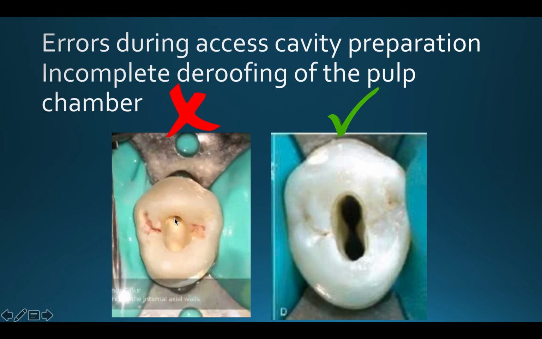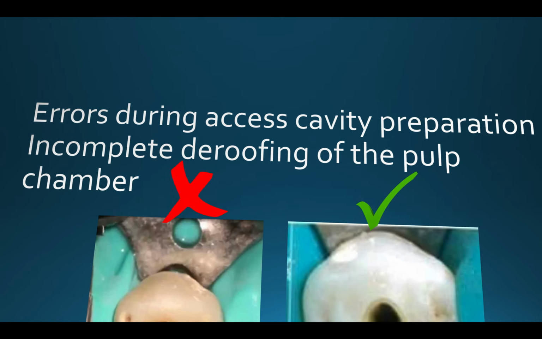If we only expose the horn of the pulp chamber, bacteria and pulp tissue will remain under the roof of the pulp chamber, leading to failure and discoloration. And remember that the floor of the pulp chamber is gray. So when you see white or yellow dentine, you have to know that this is the roof and it's not the floor of the pulp chamber. Then you have to remove this roof using the EndoZ burr.